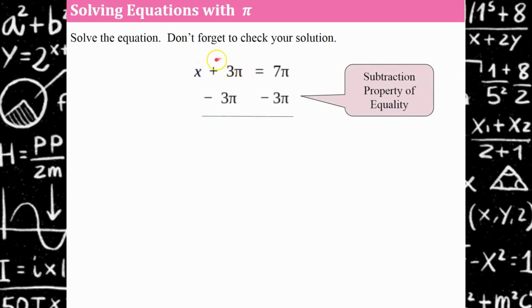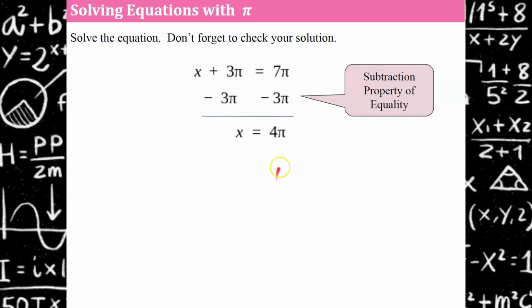And I want to know what x is equal to. So I'm going to do the inverse of add 3 pi. I'm going to subtract 3 pi from both sides of this equation using the subtraction property of equality. Remember, this is a zero pair, so I'm left with x. And 7 pi minus 3 pi equals 4 pi. Think of it as 7 cookies. Take 3 cookies away, subtract 3 cookies, you've eaten 3 cookies, you have 4 cookies left. So pi and cookies kind of are the same.